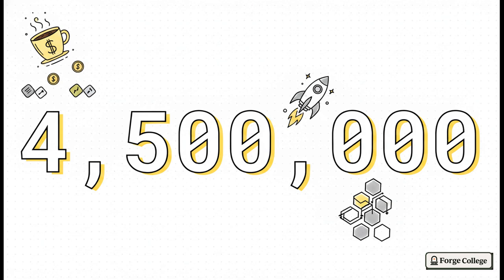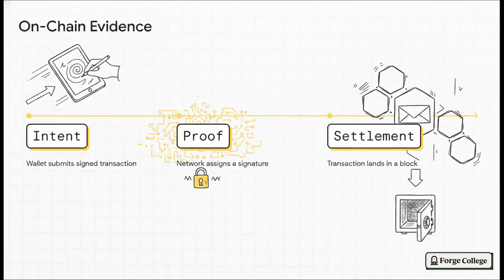Pretty funny, right? Now, think about the timeline of legacy finance for a second. A credit card swipe feels instant at the counter, sure, but that transaction actually gets batched overnight, routed through a clearinghouse, and might take 2 to 3 business days to truly settle in the merchant's bank account. On Solana, the timeline from the moment the customer signs the transaction in their wallet to the funds landing in a block is roughly 3 seconds.